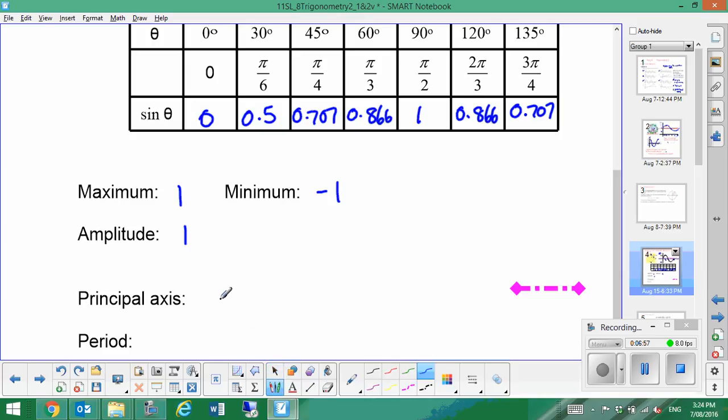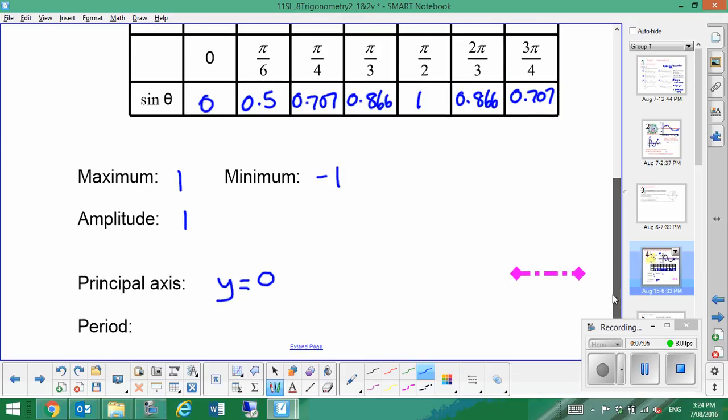Like any of these axes, we need to give an equation. So in this case, it's y equals 0 for the principal axis. The period, how long it takes to repeat, we saw it's 2 pi. We get back to have the pattern repeat. Or if we're in degrees, then it's 360 degrees.